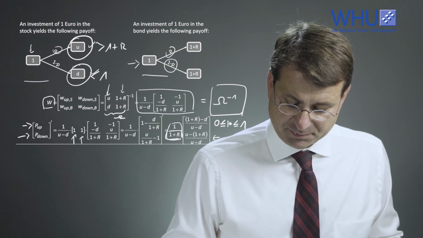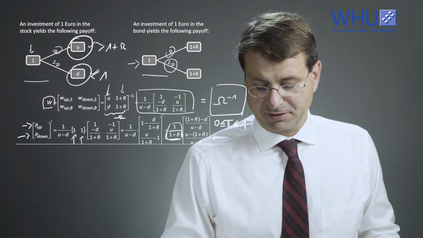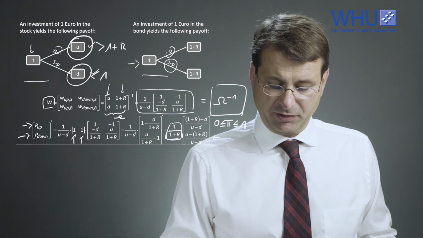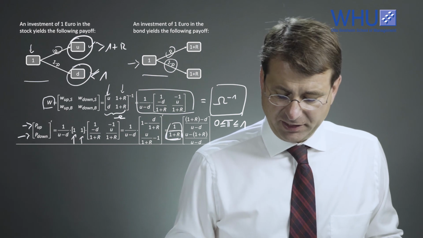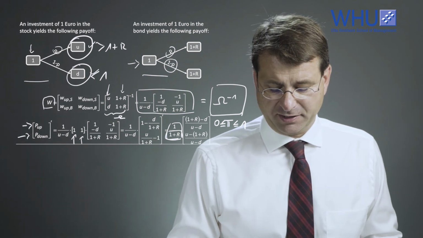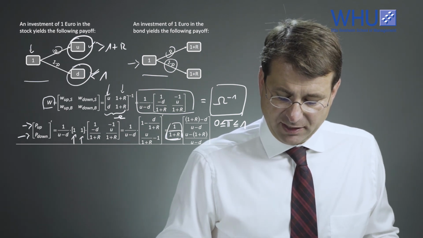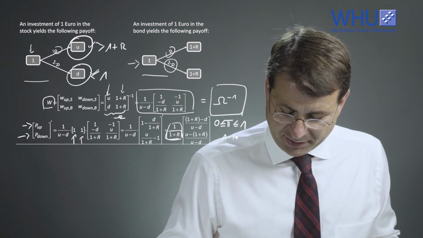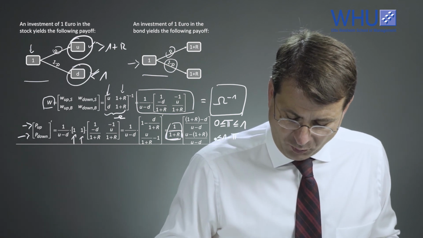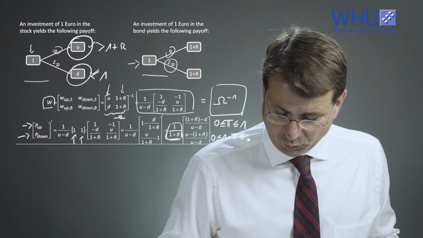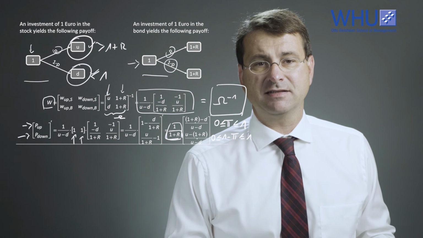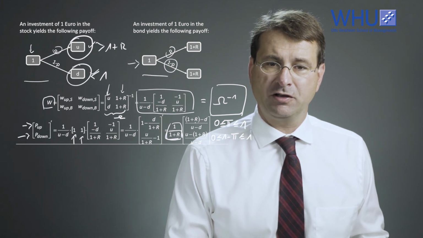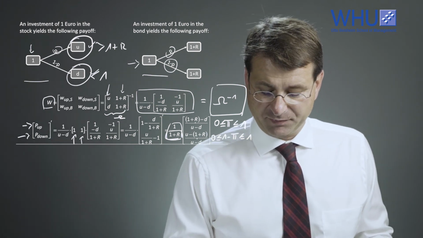Now let's call this expression pi. This expression pi is more than 0 and less than 1. And accordingly, (U minus (1 plus R)) divided by (U minus D), let's call that 1 minus pi, is also more than 0 and less than 1. We can even say that this expression plus this expression is equal to 1. So therefore we call it pi and 1 minus pi.